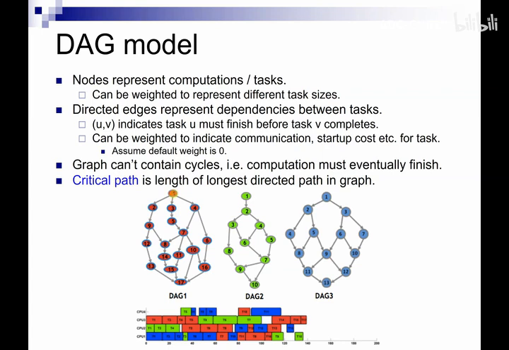So that would be something like maybe this one. I'm not really sure, but I think that looks like the longest path, and so that would be the critical path. The reason we're interested in the critical path is because, as we'll see on the next slide, a computation has to take at least as much time as the length of the critical path, no matter how many parallel processors you use.